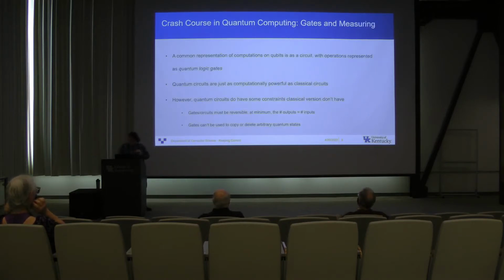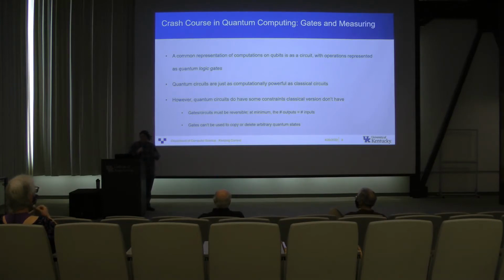A common representation of computations on qubits is as a circuit, with the operations represented as quantum logic gates, similar to classical logic gates like AND and OR. Quantum circuits are just as computationally powerful as classical circuits. There's an analog to the AND gate, the XOR gate, in quantum circuits, but there are other gates as well, which I'll show some examples of in a second, that exist purely in quantum computing. There isn't a classical analog to them.